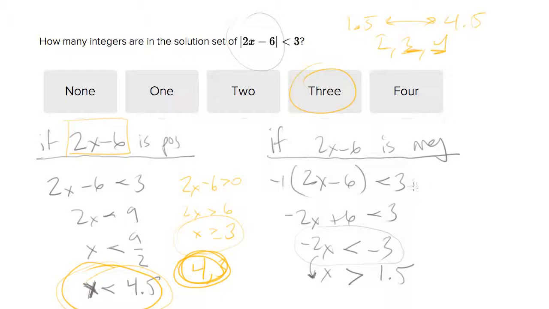On the second statement, so 2 might still be in the running, but we just have to check. So 2x minus 6 is negative, which means 2x minus 6 is less than 0. So 2x is less than 6, which means that x is less than 3. So we get these things when x is less than 3. So when is x greater than 1.5 but less than 3? It would be when x is 2.